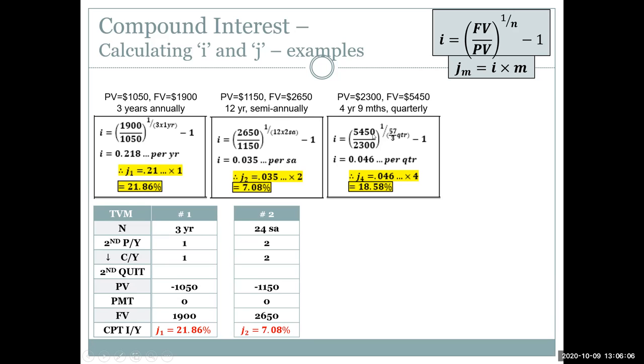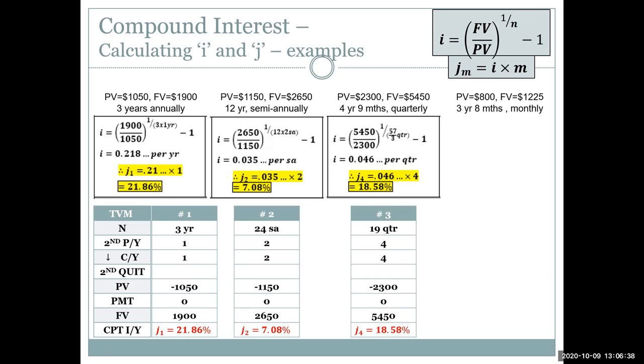Once we have that though, we plug everything in. We get 0.046 with the decimals per quarter. To change to the nominal rate, we have to take the 0.046 with all its decimals and multiply by 4. So the J4 would be 18.58%. And again, there's the TVM.